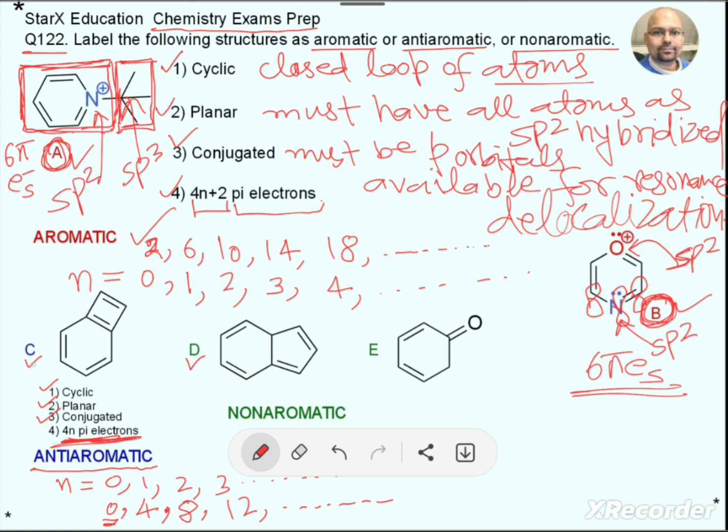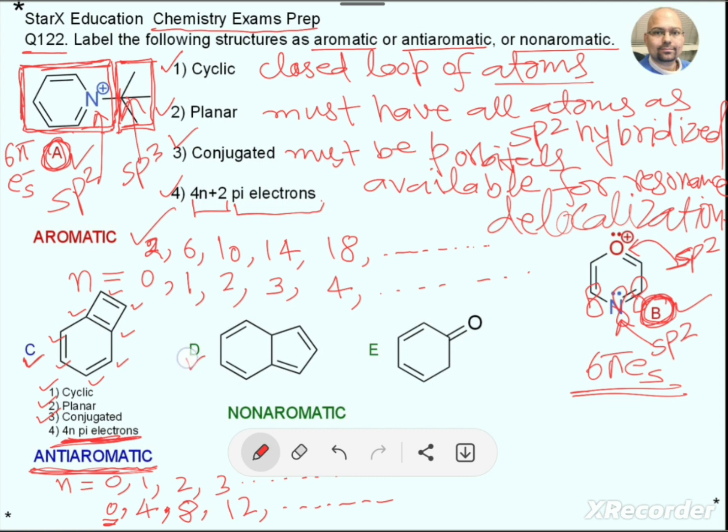Now if we look closely at C, it has all carbon atoms as sp2 hybridized. There is conjugation, and it's a planar molecule because of being sp2 hybridized, and there are 4n pi electrons, so therefore it is antiaromatic.